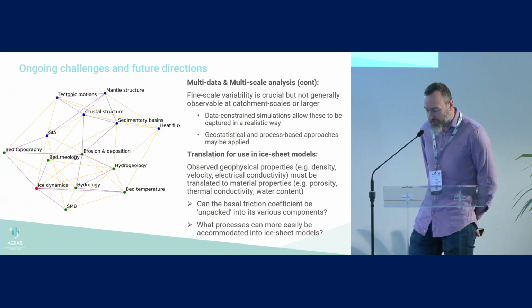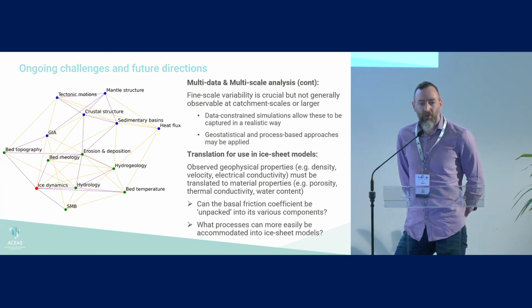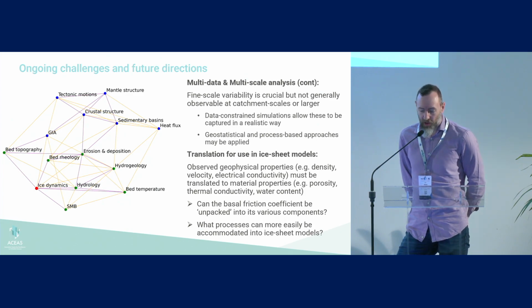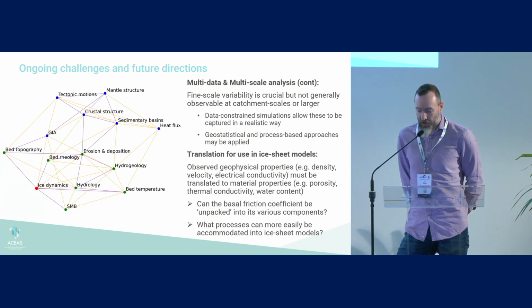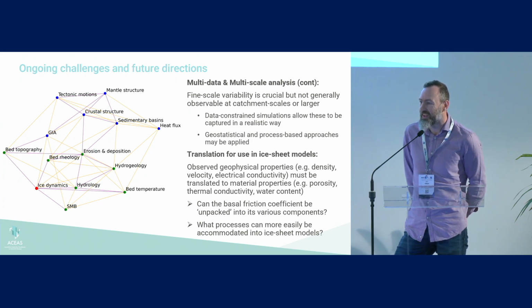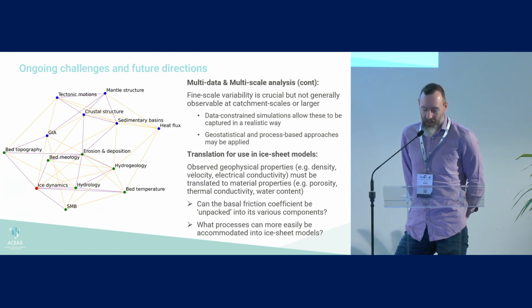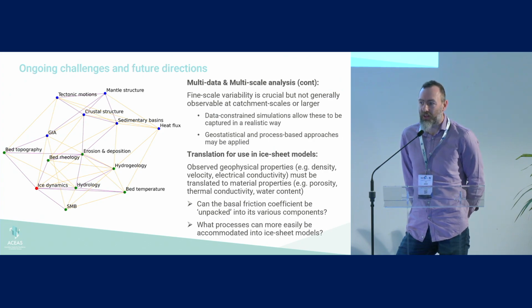And yeah, the final question is a question. It's not something I really know much about, but we observe our properties with geophysical data, for example, but how do we translate those into the material properties needed for modeling? And a particular question: can we unpack that basal friction coefficient into its component parts? And the second one is, maybe some things are more easily included in ice sheet models that help to model some of these processes rather than predefining them. So, thank you. That's my talk.